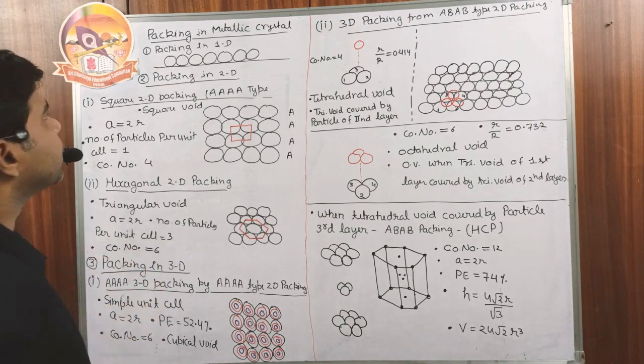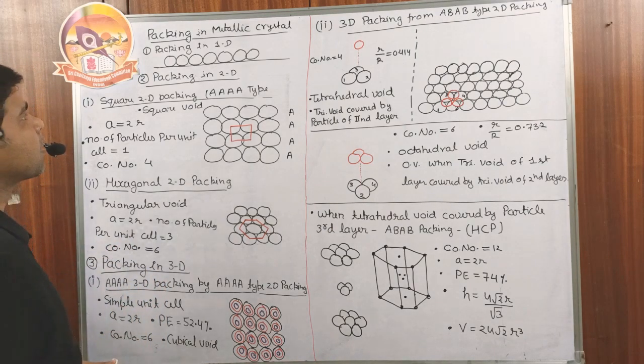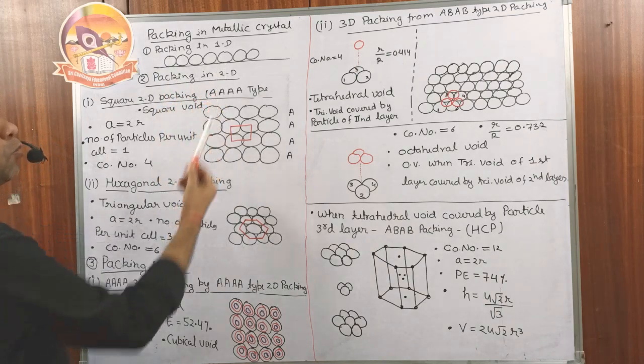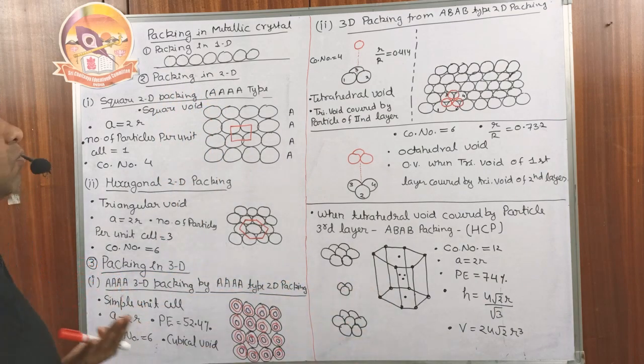Now packing in the metallic crystal. First we have the packing in 1D. In 1D there is only one option: we can arrange the particles in one row. Then when we have the packing in 2D, packing in 2D is of two types.